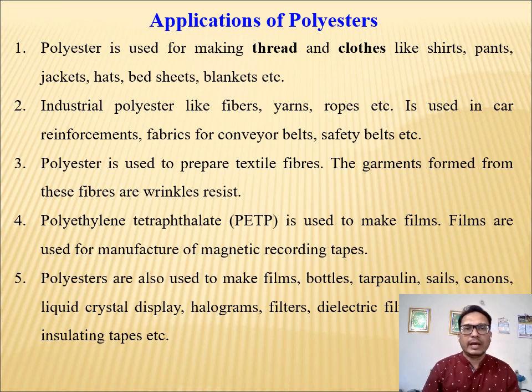The polyester has wide applications. The polyester is used for making threads and clothes like shirts, pants, jackets, hats, bed sheets, blankets, etc. Industrial polyesters like fibers, yarns, ropes, etc. are used. It is used in car reinforcement, fabrics for conveyor belts, safety belts, etc. The polymer polyester is used to prepare textile fibers.